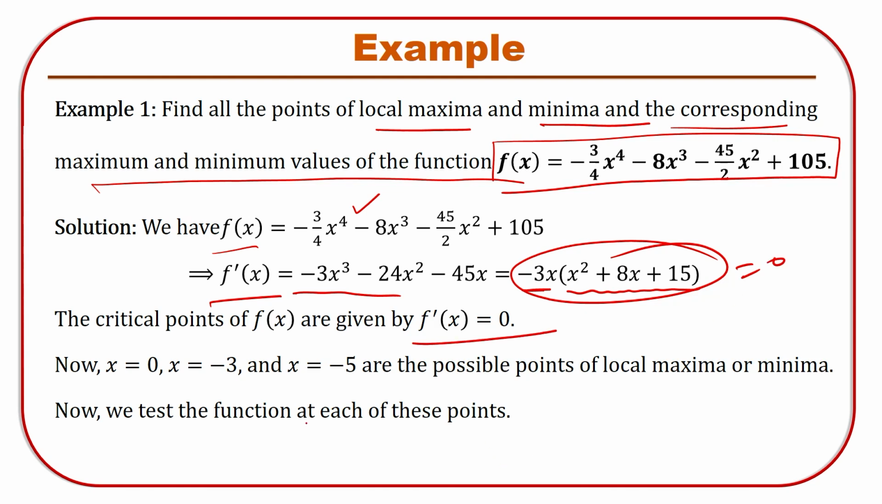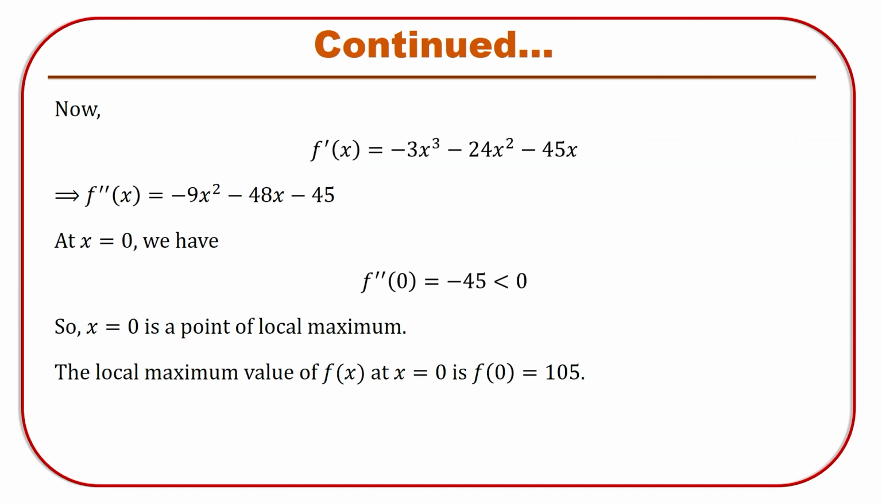So, this will give you how many critical points? We have 3 critical points: 0, minus 3 and minus 5. These are the possible 3 points where a local maxima or local minimum may exist. Now, calculate f double dash of x. F double dash of x will become minus 9x square minus 48x minus 45.